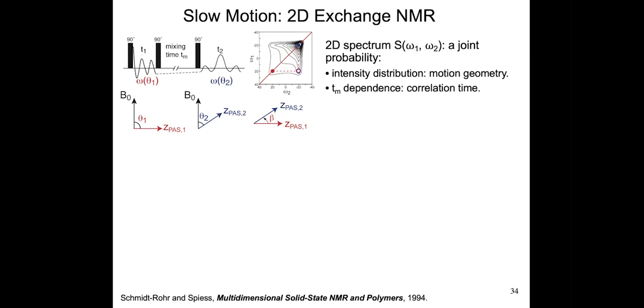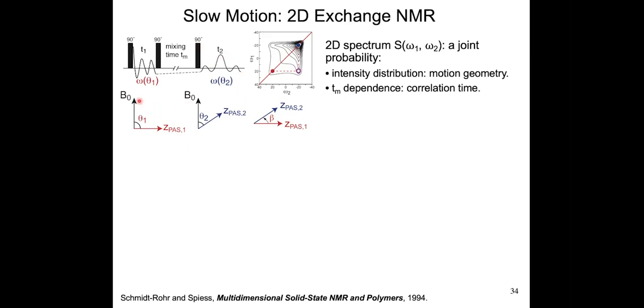So the idea of 2D exchange NMR is depicted here. You have the simplest version, three 90-degree pulses. After the first 90-degree pulse, you have evolution. Then you store the magnetization along Z by a second 90-degree pulse, and then you wait a mixing time during which your molecule can reorient. After a certain time, you flip the magnetization back to the transverse plane and you're ready to observe that signal.